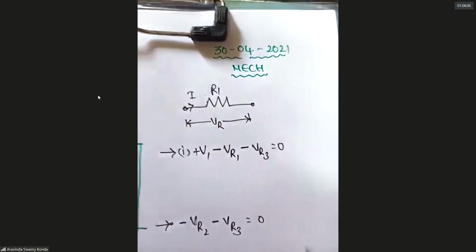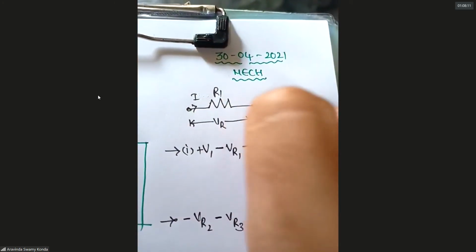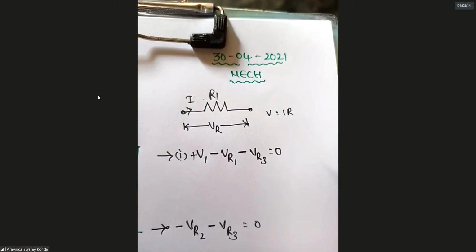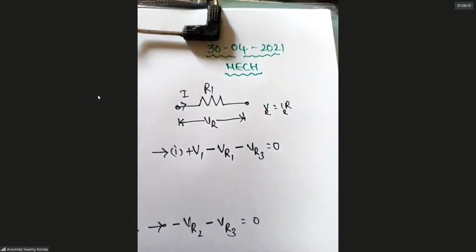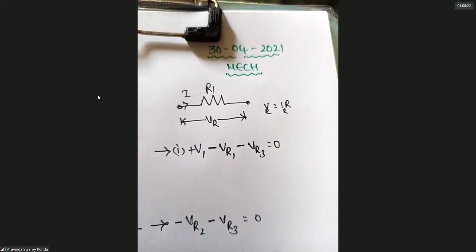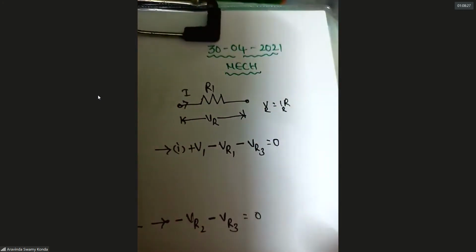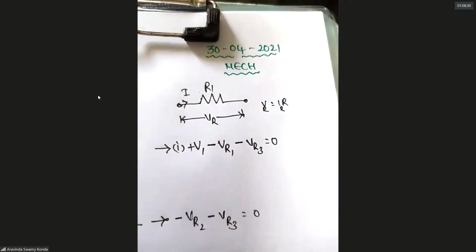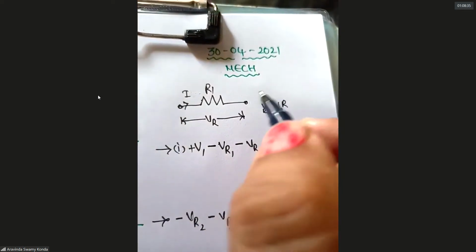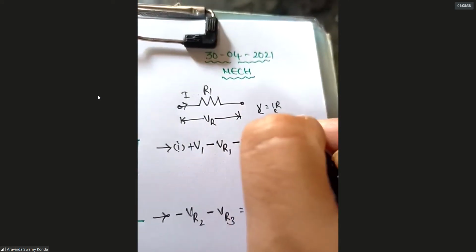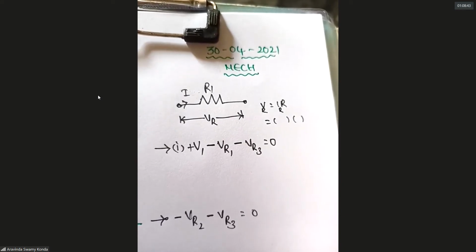How can I find that voltage drop? I apply Ohm's law, V equals IR. When I apply Ohm's law to the resistor, V becomes VR and I becomes IR. What does VR indicate? The voltage drop across the resistor. What does IR indicate? The current flowing in the resistor R. And what is R? The value of that resistor. So the voltage drop across the resistor is the product of the current flowing in the resistor and the resistance value of the resistor.